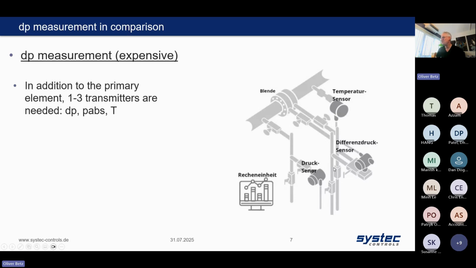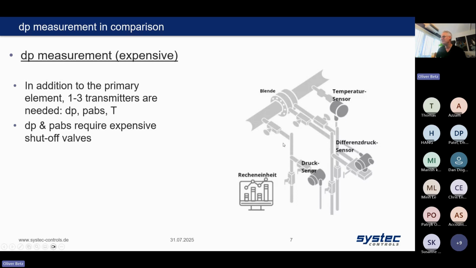You need 1 to 3 transmitters. So you need one if you don't go for a pressure temperature compensation, which is mainly done for compressible fluids. But if you have an incompressible fluid, water or a liquid, you might only need a DP sensor. But if you're measuring gases or steam, usually you will need to add a temperature and a pressure sensor.